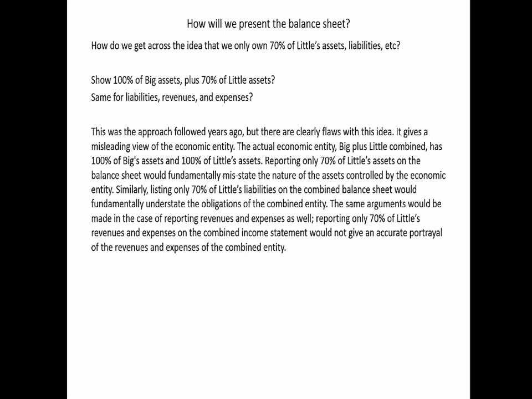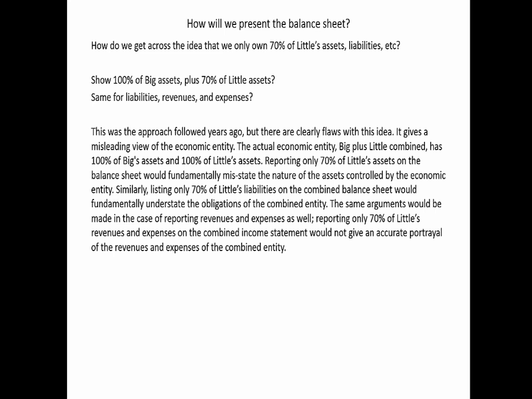And the problem is this gives a misleading view of the economic entity. The actual economic entity, Big plus Little combined, has 100% of Big's assets and 100% of Little's assets under their economic control or direction. Reporting only 70% of Little's assets on the combined balance sheet would fundamentally misstate the nature of the assets controlled by this economic entity. Similarly, listing only 70% of Little's liabilities on the combined balance sheet would fundamentally understate the obligations of the combined entity. And the same arguments would apply in the case of revenues and expenses as well.